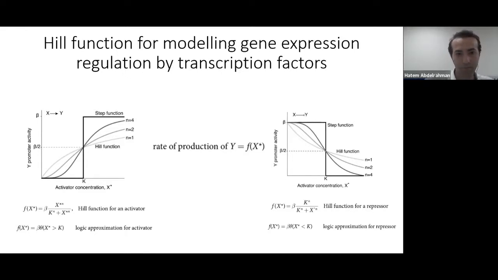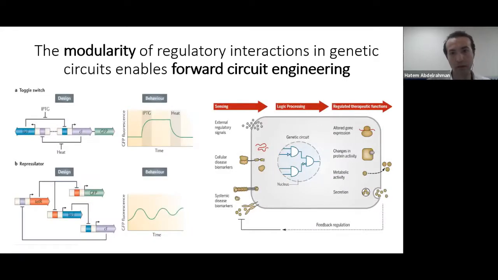So the modularity of the regulatory interactions of genetic circuits enables forward engineered genetic circuits. You have in genetic circuits promoters, regulators like ribosome binding sites, coding sequences, and terminators. You can just rewire these components in order to build novel behavior.